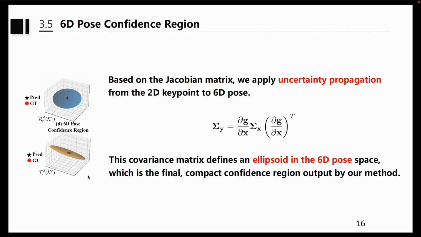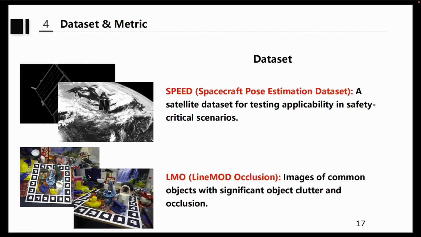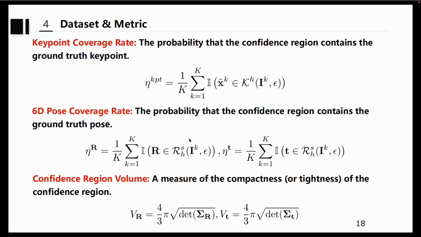our specified probability. We evaluated our method on two datasets, SPEED and LMO. For our evaluation, we use three key metrics. First, key point coverage rate measures how often our 2D regions contain the ground truth key points. Similarly, 6D pose coverage rate measures this for the ground truth 6D pose. Finally, confidence region volume evaluates the tightness of our prediction.